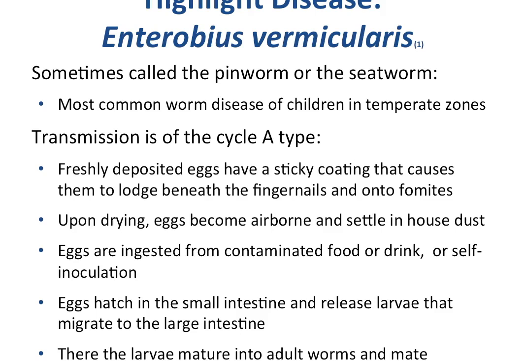Now let's talk about Enterobius vermicularis. This is called a pinworm or seatworm. The transmission is cycle A. People may get the helminth's eggs in their fingernails.